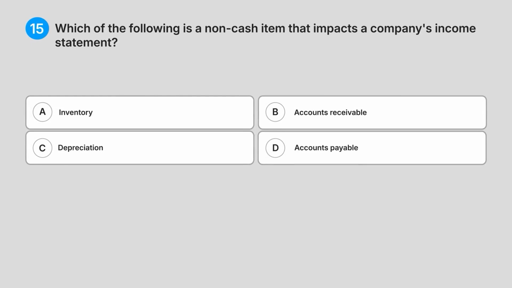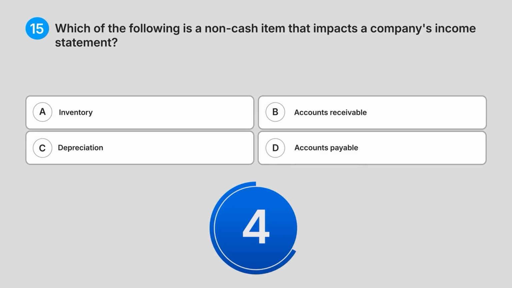15. Which of the following is a non-cash item that impacts a company's income statement? A. Inventory. B. Accounts receivable. C. Depreciation. D. Accounts payable. Can you guess the answer?